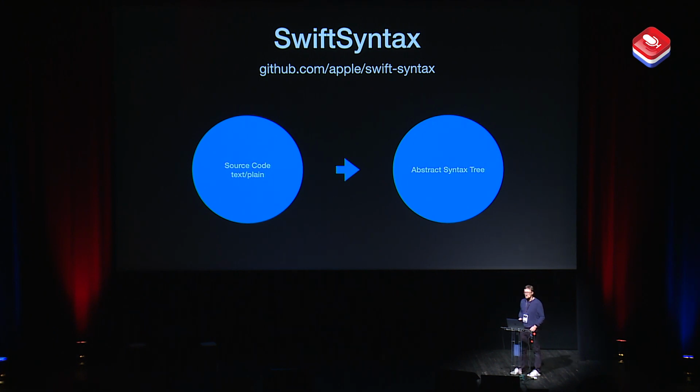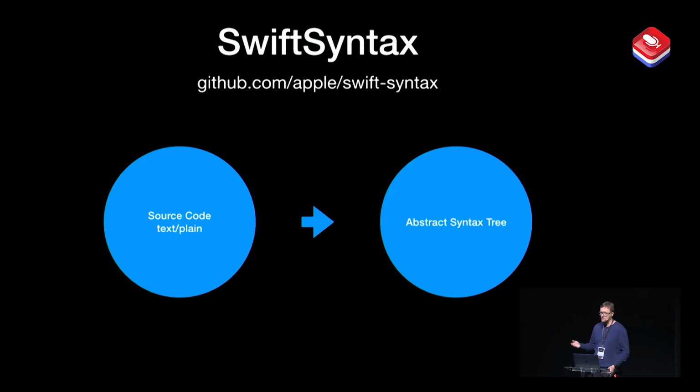I presume a majority of the audience already is familiar with the Swift programming language, so I will skip that part, and I will move to SwiftSyntax. SwiftSyntax is an Apple project, binding to the C library, and this library is part of the Swift toolchain. So whenever you download Xcode or download the Swift toolchain, this library is available.